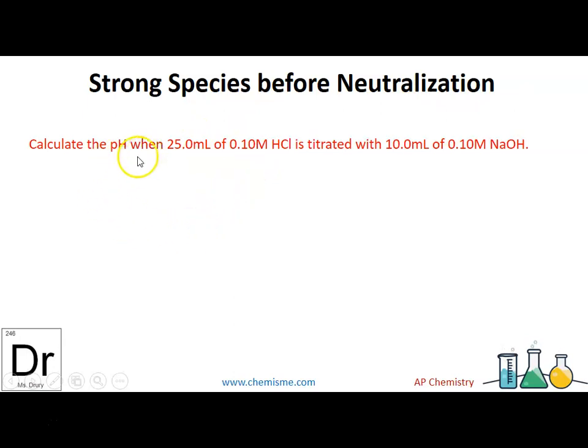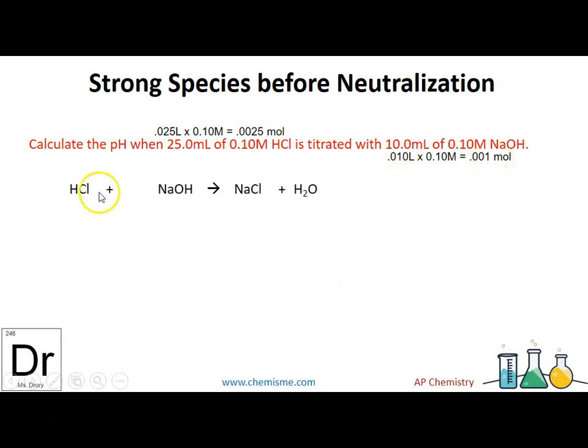So what we're going to do is the same steps that we always do. We're going to multiply the volume times the molarity to find the moles of the acid, and multiply the volume and the molarity to find the moles of the base. Once we know that, we set up an ICE box. The hydrochloric acid reacts with sodium hydroxide to form salt and water. The initial conditions were the 0.0025 of the acid and the 0.001 of the base. Normally in the change, what you would do is subtract x, add x, and add x.